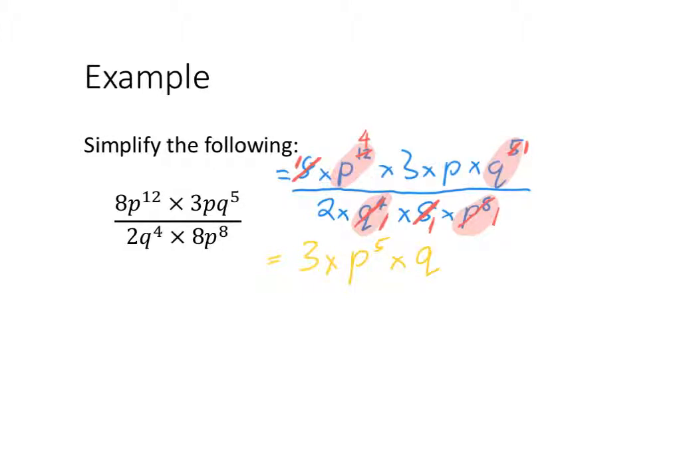Then I need to do the same with my denominator. So that's going to be divided by 2 times 1 is 2. And that is all that's left in my denominator is 2. So I can go and rewrite that with my multiplication signs. So there's going to be 3p to the power of 5q over 2. So my simplified answer is 3p to the power of 5q divided by 2.